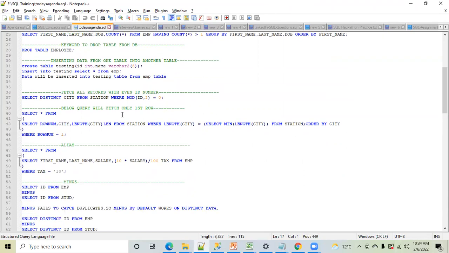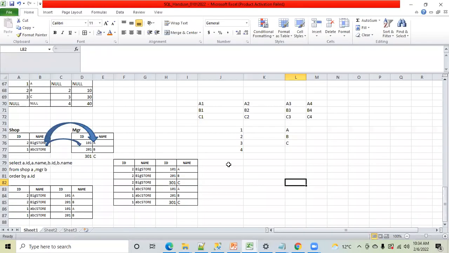Can you go back to the Excel sheet? Yeah, sure. Like here you have shown we have the same column name ID, but we don't have the values common under the IDs. My question is, if we are not having the column name the same, suppose in the shop table we have column name ID, and in the MGR table we are having the column name number instead of ID, then what?